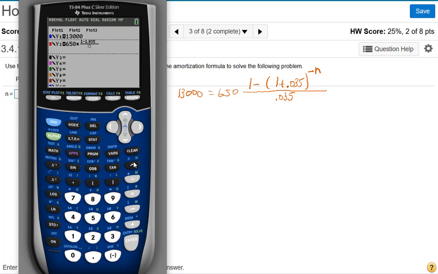now on the exponent we cannot use an n doing it by this method, so we'll just replace the n with an x. Now again, that's simply because that's the way our calculator works.